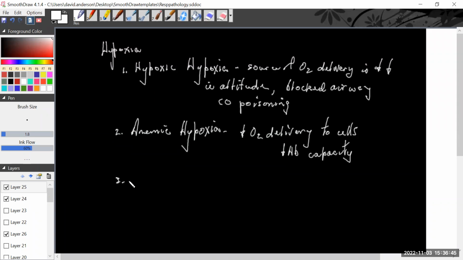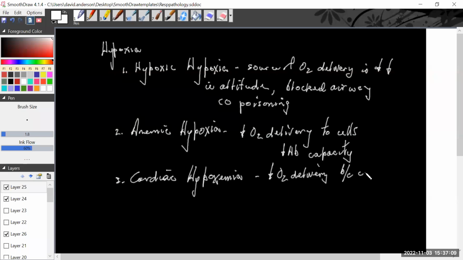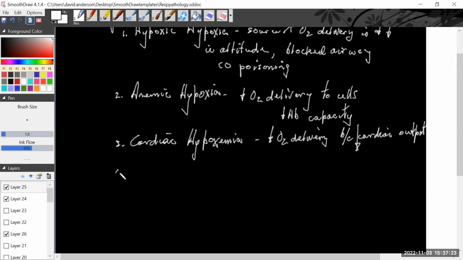Then we can have cardiac hypoxemia. And if it's cardiac hypoxemia, it's decreased O2 delivery because of decreased cardiac output. So that's another reason we would get poor delivery to our tissues. I think that's pretty obvious.